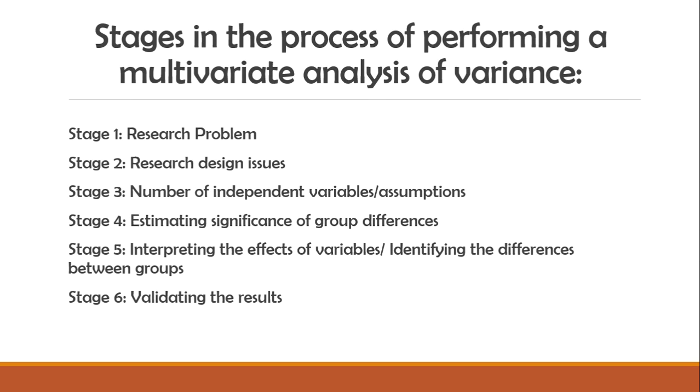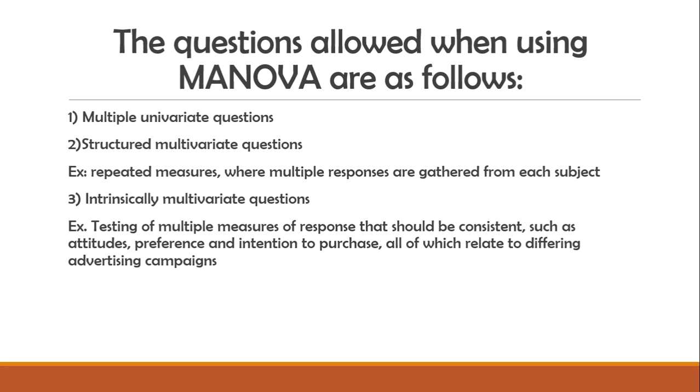Stages in the process of performing a multivariate analysis of variance. Stage 1, research problem. Stage 2, research design issues. The third stage is the number of independent variables or assumptions. Stage 4, estimating significance of group differences. Stage 5, interpreting the effects of variables or identifying the differences between groups. And the last stage is validating the results.